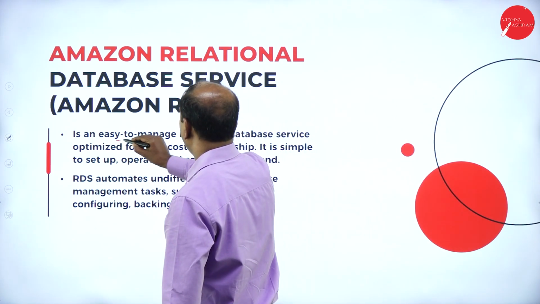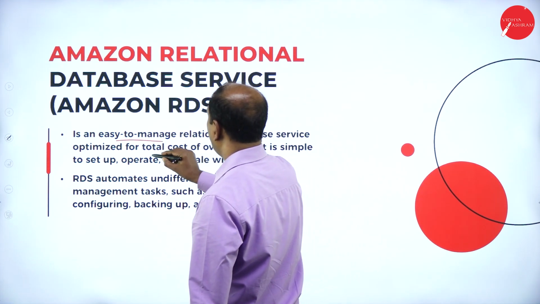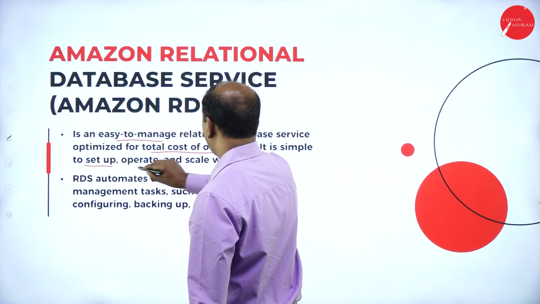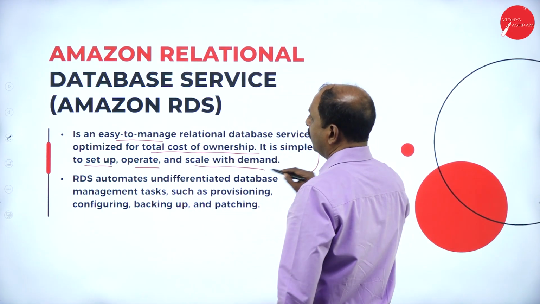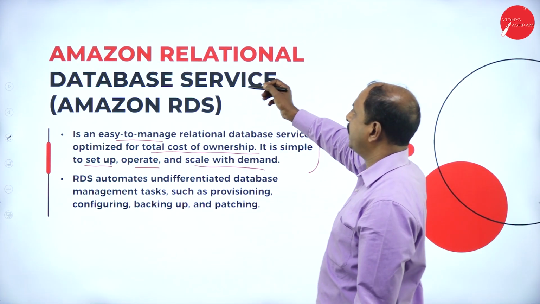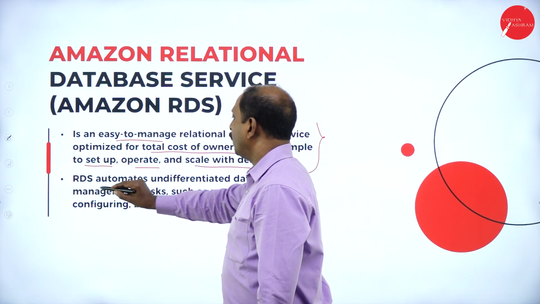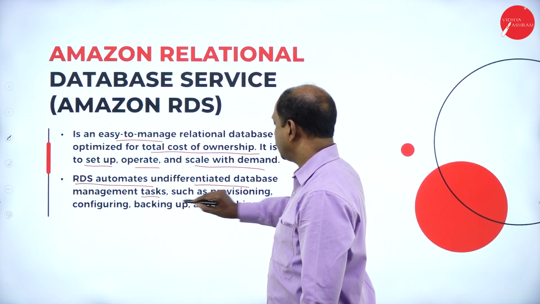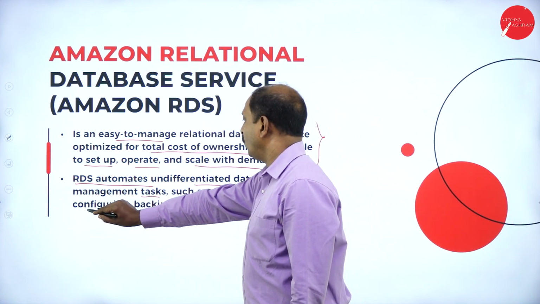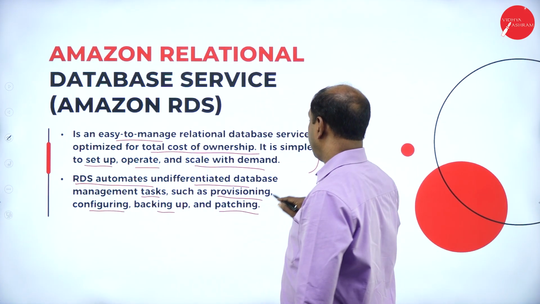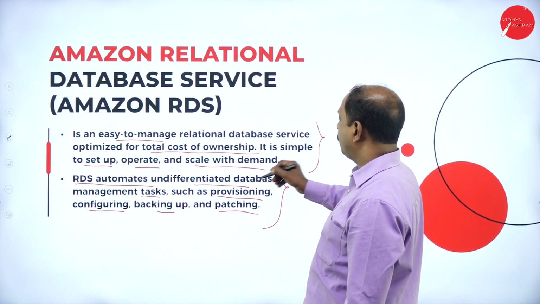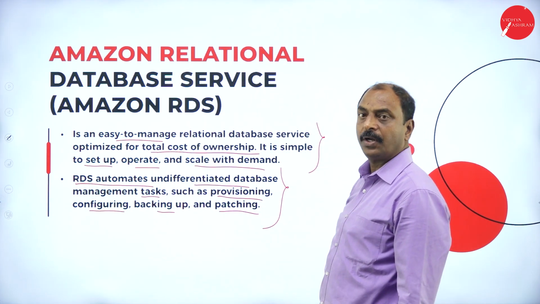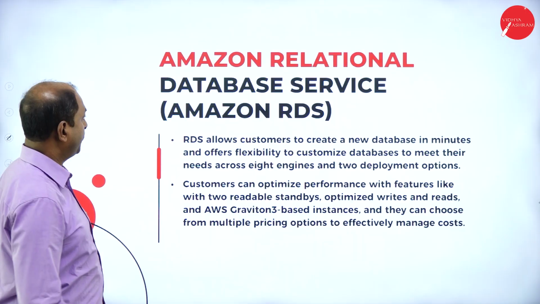In the next slide, it is easy to manage the relational database service, optimized for total cost of ownership. It is simple to set up, operate, and scale with demand. So this is the advantage of AWS services. RDS automates undifferentiated database management tasks such as provisioning, configuring, backing up, and patching. It provides services for different activities with respect to RDS. This is Amazon RDS. In the next slide, we will see other features of this.